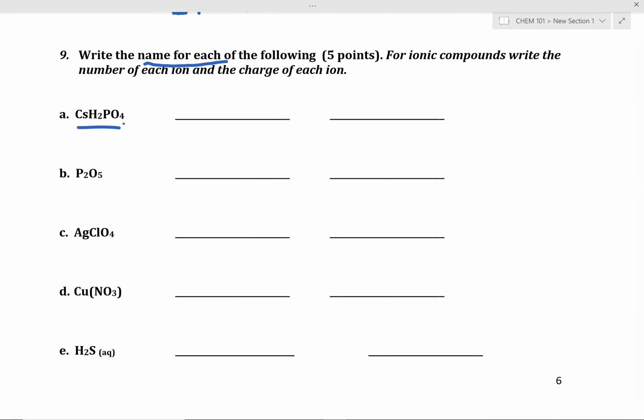Okay, so first things first, we name our metal, which is cesium. We check that off, and then we name our polyatomic ion. So H2PO4. Since we have two hydrogens, what prefix do we use? Di. So this would be dihydrogen. And then PO4, what do we call that? Phosphate.